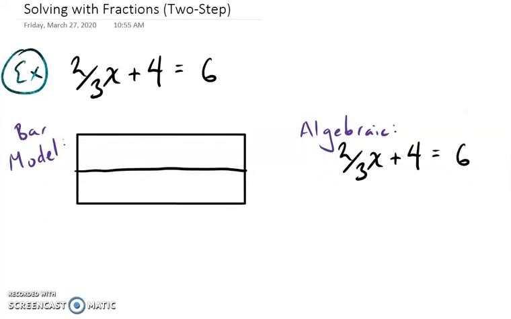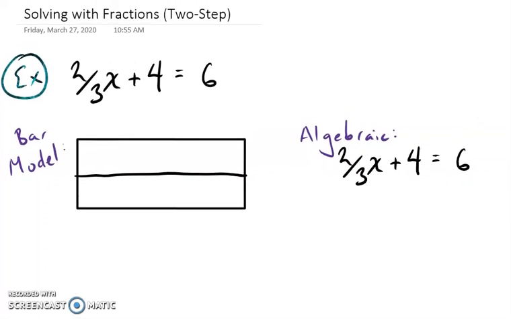Welcome. Today we're going to be looking at part 2 of solving with fractions. This is now going to be with two-step equations. So you'll see in our first example, two-step equation means that we have a variable term such as 2/3 x, and we have two constants, so plus a constant and equivalent to a constant. We're doing this two ways, bar model method, extra step from what we saw before, and the algebraic method.